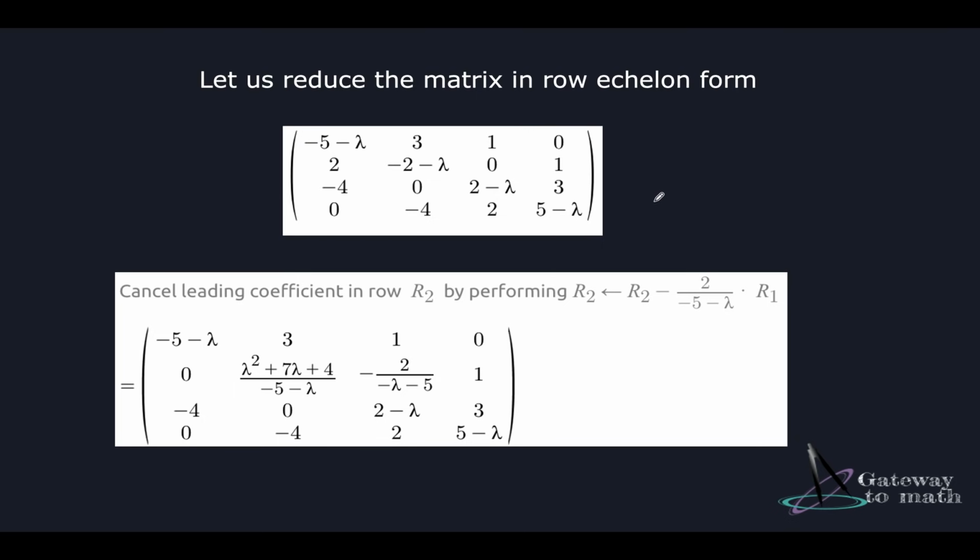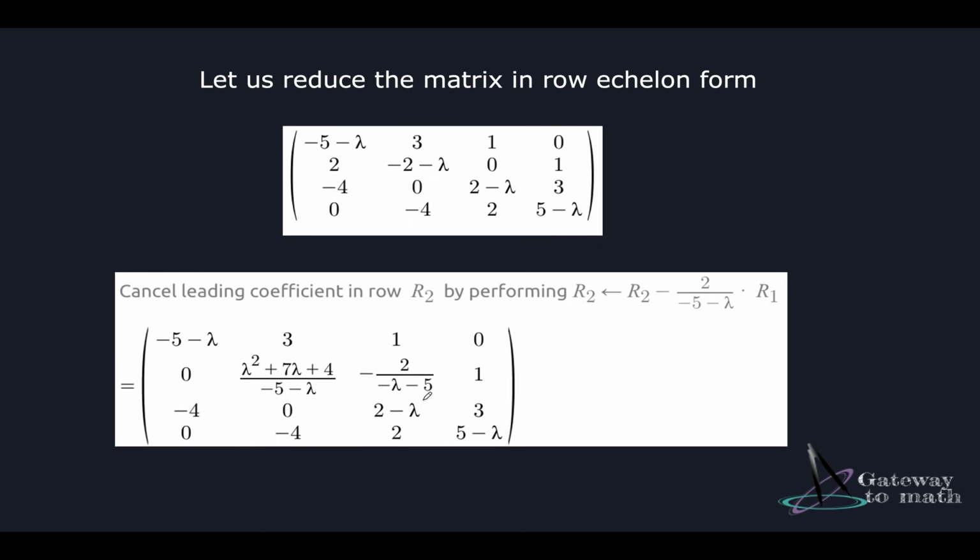Okay, so I'm expecting the viewers to be actually solving these questions by themselves. So please pause the video here, get a pen and paper, and let us solve the questions together. Okay, so let us try bringing this matrix in row echelon form together.